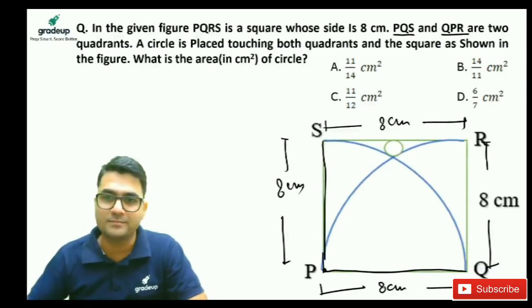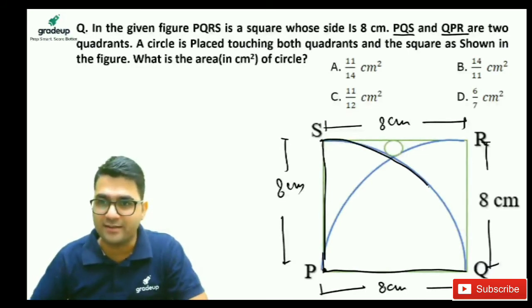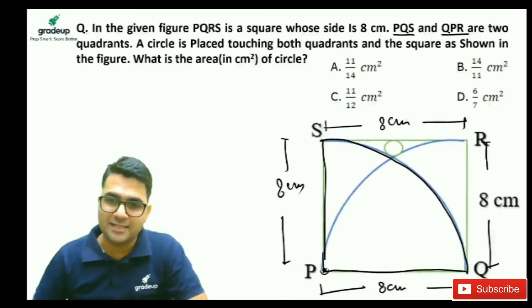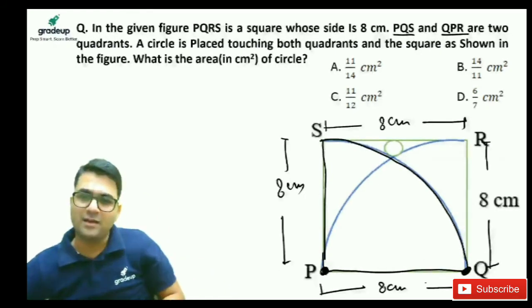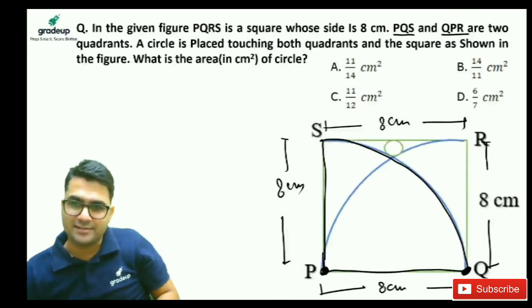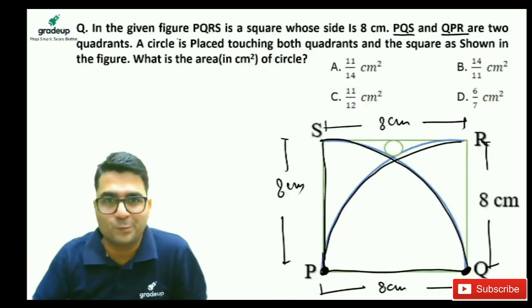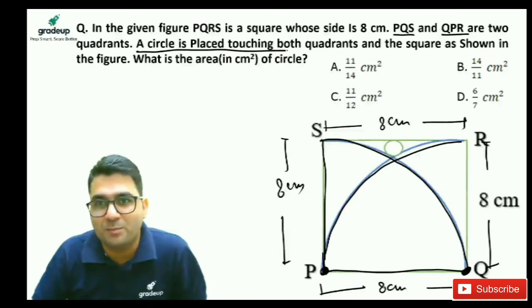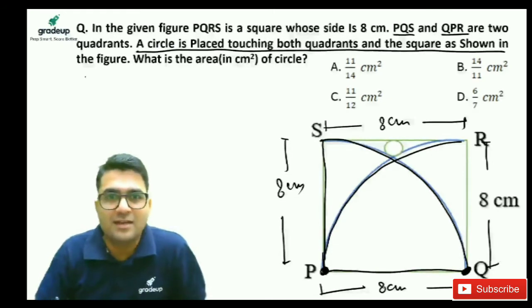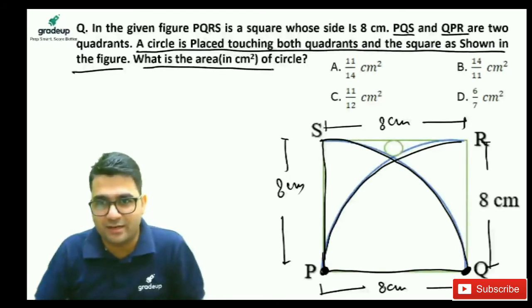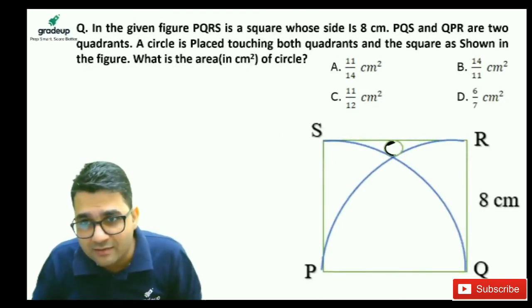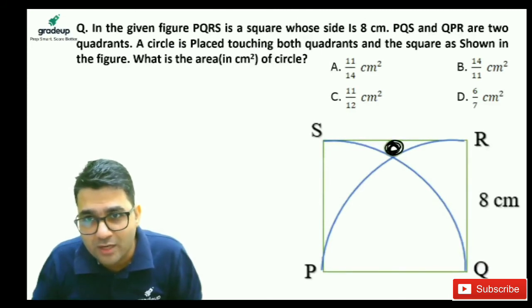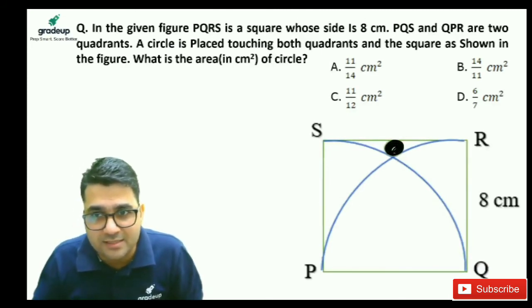Hi Charu, welcome. This is the first quadrant, and this is the center of the quadrant, and this is the second quadrant at this center by taking 8 as radius. According to the question, a circle is placed touching both the quadrants and the square as shown in the figure. What is the area of the circle? Basically, we need to find out the area of this circle.